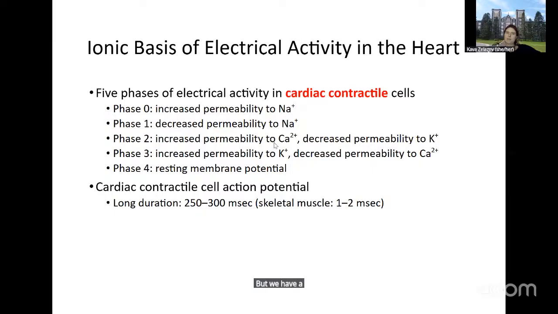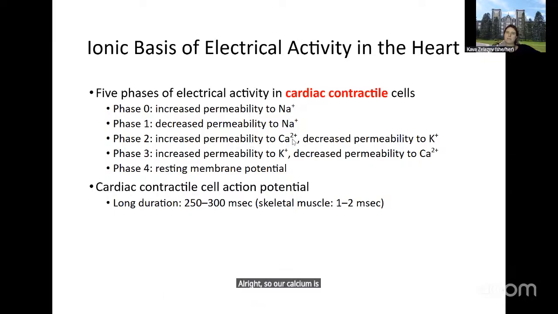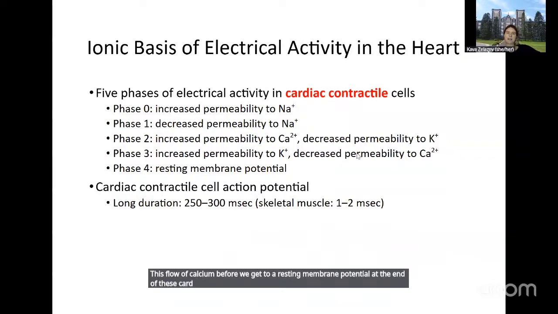But we have a trade-off, right? We then have another ion that usually wants to come into cells. So that's our calcium, right? So our calcium is coming in. And it's when we let the calcium in that we kind of turn off that potassium escape. And then in phase 3, we let potassium escape anew because we increase the cell's permeability to that. And we're turning off this flow of calcium before we get to a resting membrane potential at the end of these cardiac contractile cells and their phases of electrical activity.